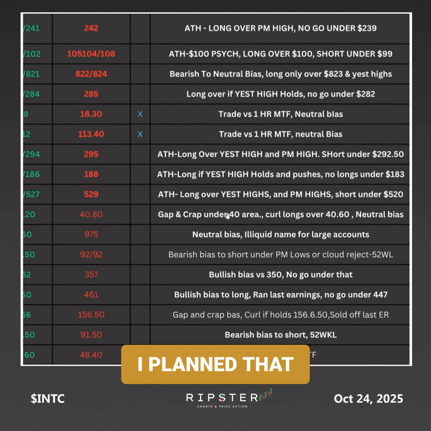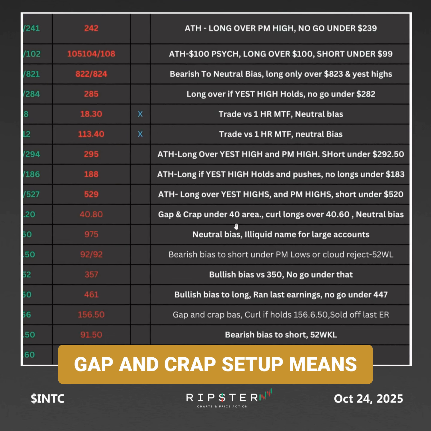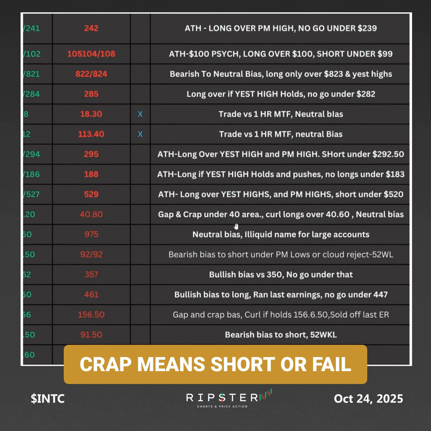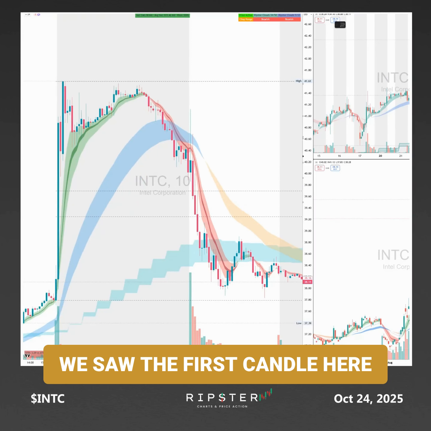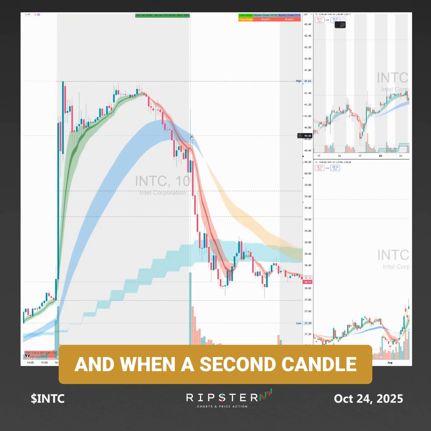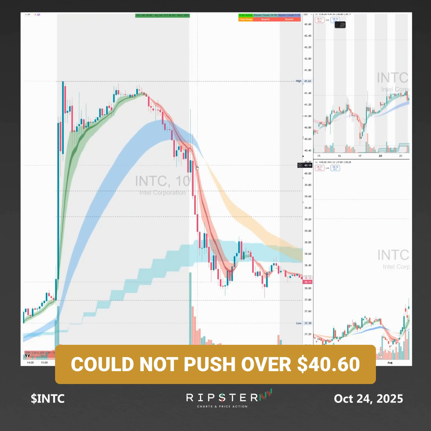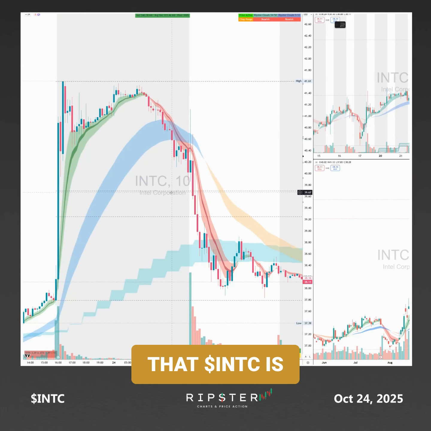In the pre-market, I planned that we're going to short it under 40. Gap and crab setup means crab means short or fail. We were long if the 460 holds. And what happened? We saw the first candle here try to push, and when a second candle could not push over 460, that confirmed to me that Intel is going to be a short.